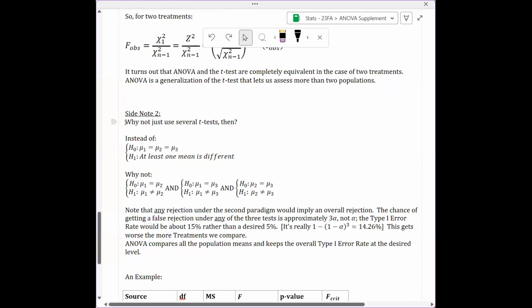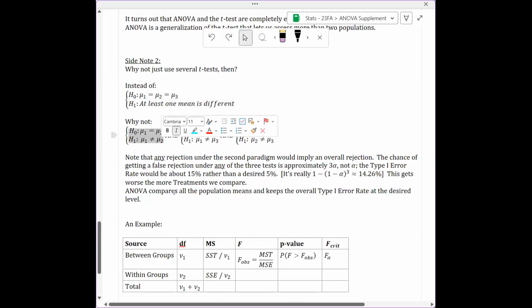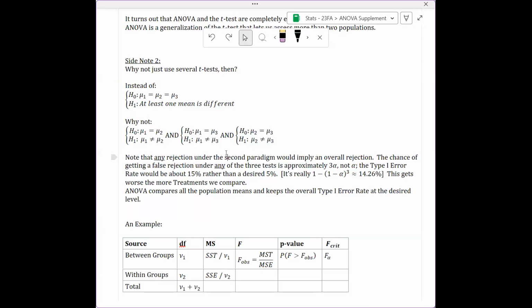But after seeing this, we might say, well, we know how to do t-tests. Why not, instead of testing for all the means at once, do a t-test for mu1 versus mu2, one for mu1 versus mu3, and another for mu2 versus mu3? Couldn't we just see if any of these generate a rejection? And if they do, then I know that at least one of the means is not the same as the others.